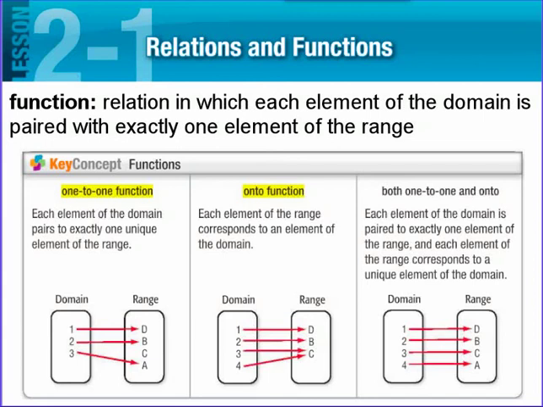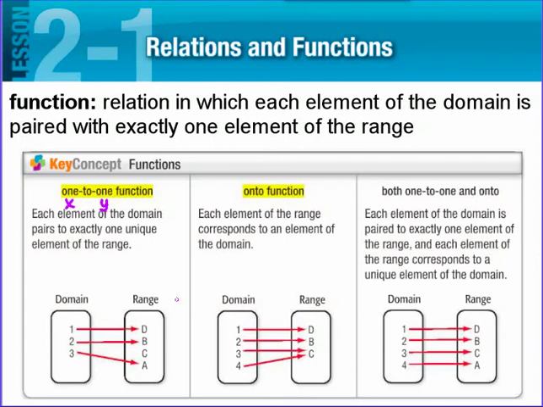And so a one-to-one function, if you look at this, says each element of the domain pairs to exactly one unique element of the range. So basically what a one-to-one function means is that you have one x to one y. So a one-to-one function, one x to one y. Each element of the domain is paired with exactly one unique element of the range.